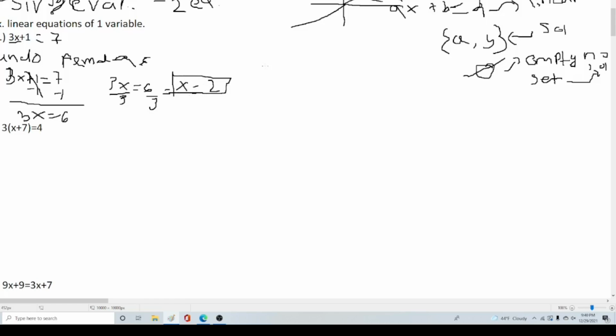But once you go into college algebra and higher level math, they will expect you to write in sets. So our set would be 2. Let's do another one. B. 3 times the quantity of x plus 7 is equal to 4.